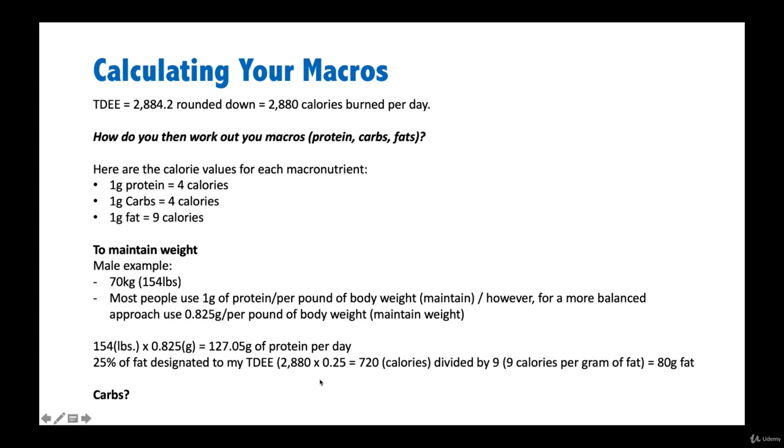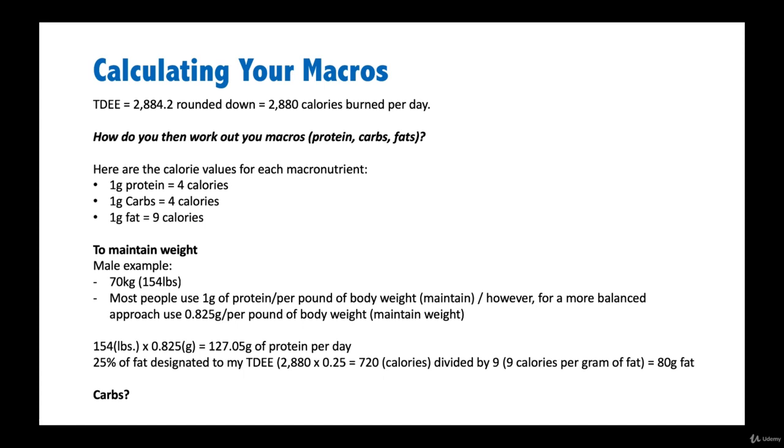So what I do here in this equation to find out how much fat he should be having a day is I do 2,880 times 0.25 to find out what 25% of 2,880 is, which gives us 720. That means he's got to have 720 calories per day of fat.